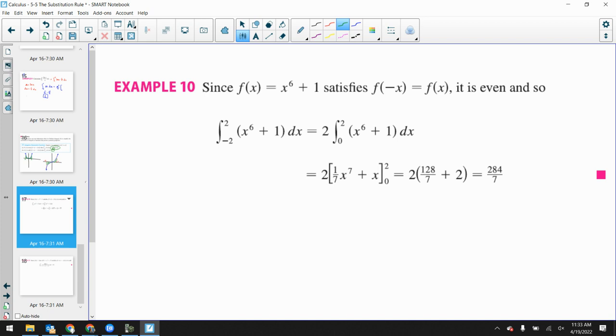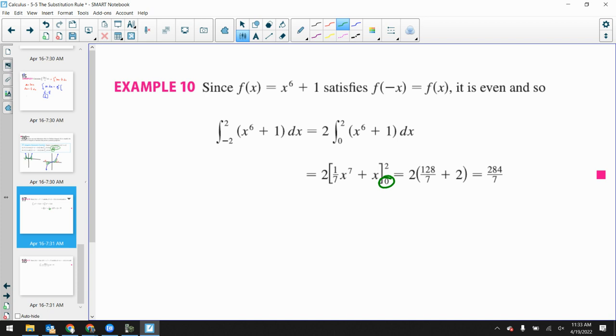So, for example here, the integral from negative 2 to positive 2 of x to the 6th plus 1 dx is going to be the same as 2 times the integral from 0 to 2 of x to the 6th plus 1 dx. How does that help us? Well, again, if we choose the 0 one, that's going to turn our whole right side into 0. So it's just going to be like 2 times 0 to 2. That's, again, if something has even symmetry.